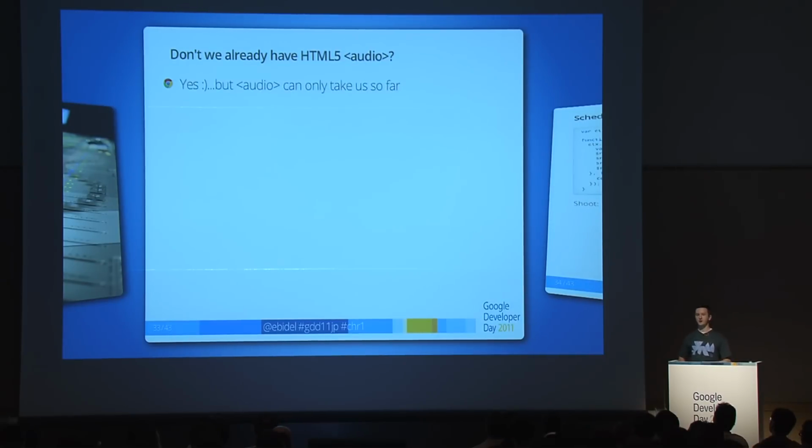And I would say, yes, we already have the audio tag. It's been great, but it's only taken us so far. It can only do so much. What if you want to do things like low latency, glitch-free audio playback? What if you have a game and you want to schedule sounds at very, very precise times? The audio tag has had problems doing that, and you can't schedule sounds to play at exact times.